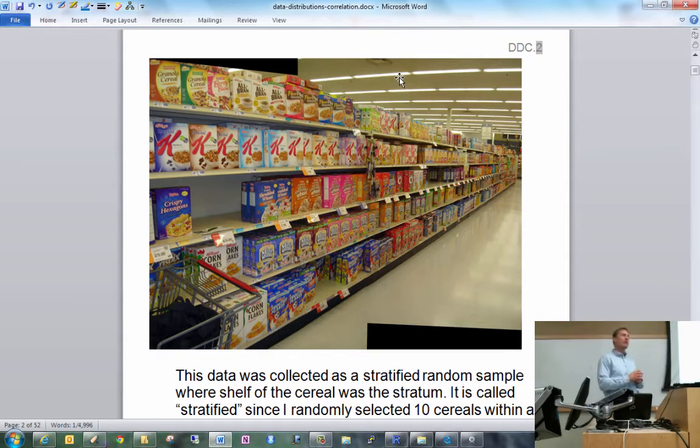So why do you think I mentioned sugar, high sugar content cereals? Exactly. Kids like high sugar content cereals. And if they're low on the shelves versus at the top, kids are more likely to see them, and thus maybe more likely to pull them off the shelf and put them in mom and dad's basket.